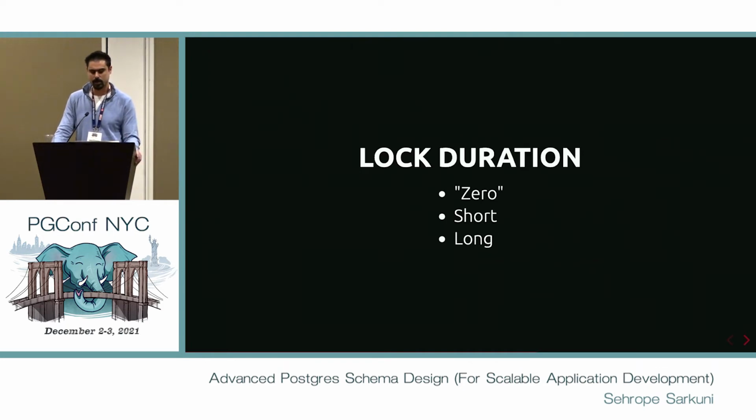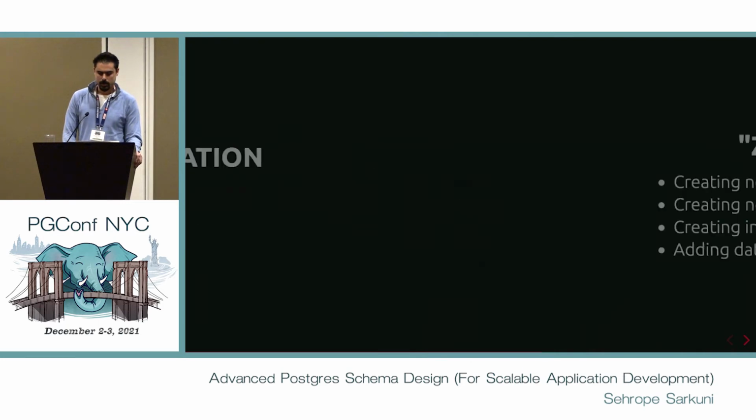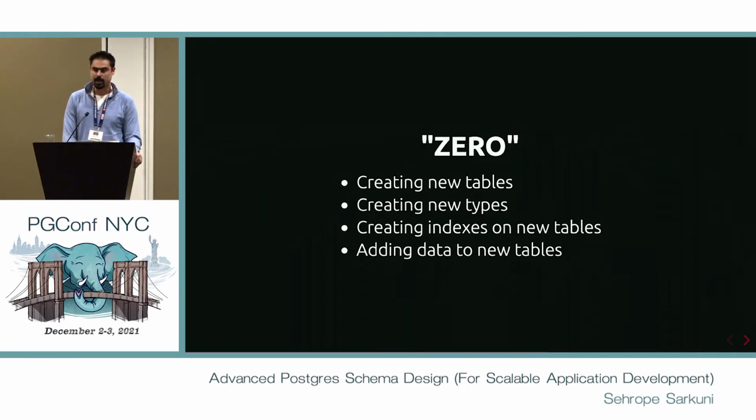These three categories, with zero in quotes in particular, are because there's no real zero. There's always some minute thing, like it has to update catalogs. But it's effectively zero for the purposes of any real application. And that covers a lot of stuff. Basically, anything new you do inside Postgres is not going to have any locking impact on existing things. You can create new tables, types, and add data to them. You might have some performance degradation just from the system being active, but it's not going to slow anything down from locks.